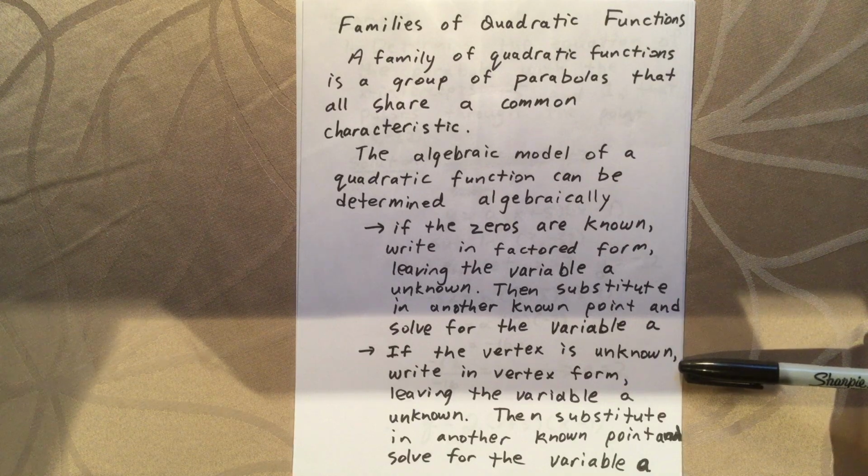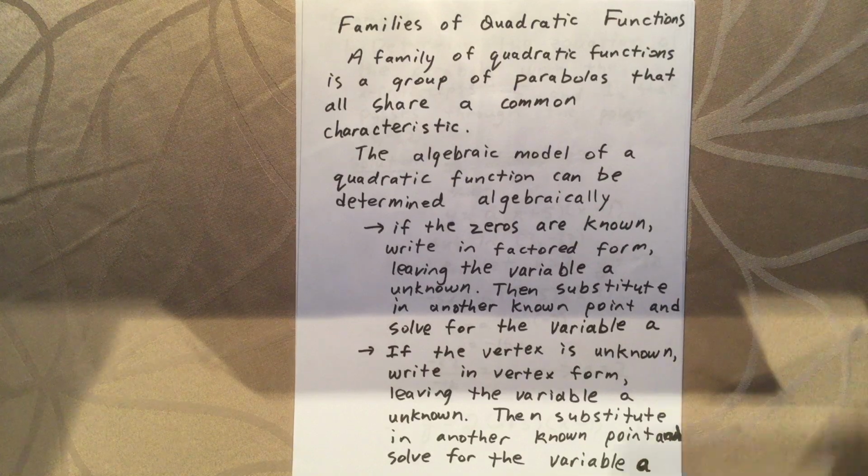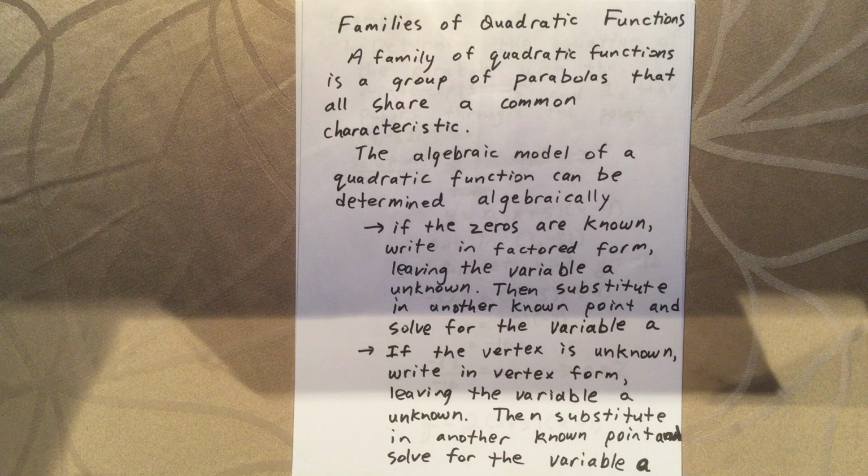If the vertex is known, then we can write the quadratic function in vertex form, again leaving the variable a unknown, and then we substitute in another known point and solve for the variable a. So if you know the x-intercepts, put it in factored form, sub in a point, solve for a. If you know the vertex, put it in vertex form, sub in a point, solve for a.